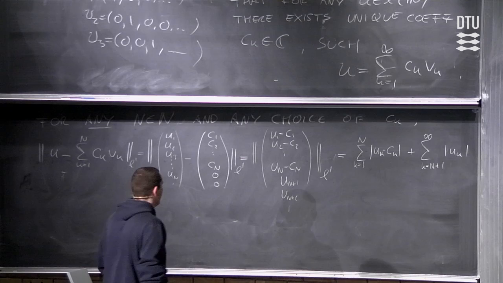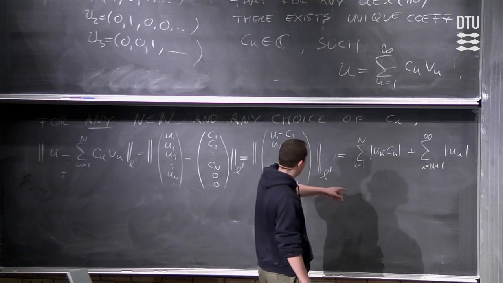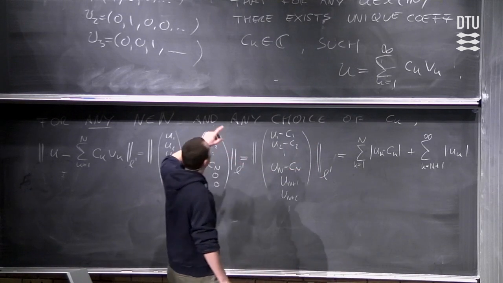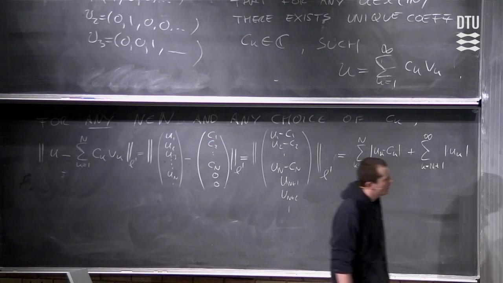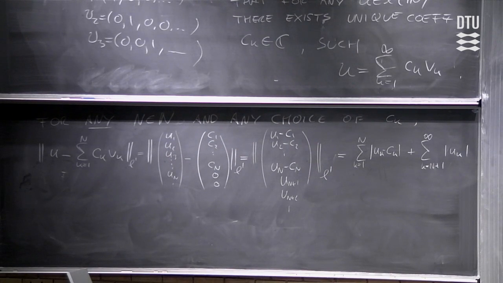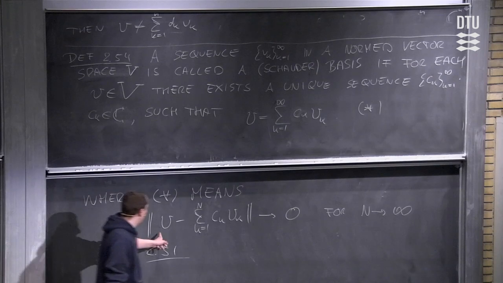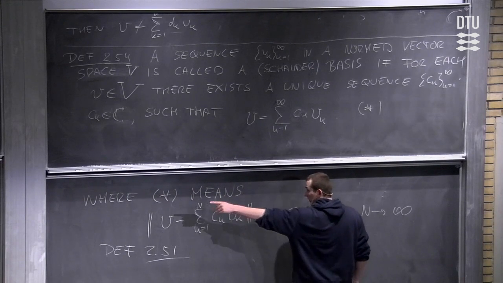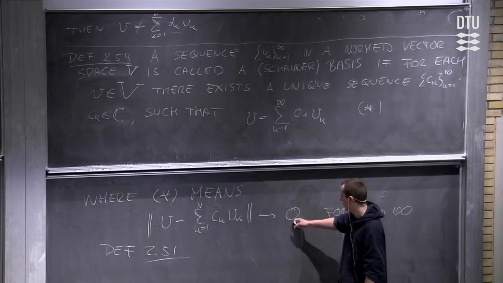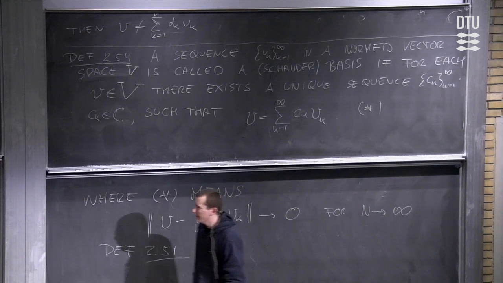So when we look at this, what do we need? We want the norm difference to go to 0, right? So this expression here, which we have evaluated now, needs to go to 0. Yeah?